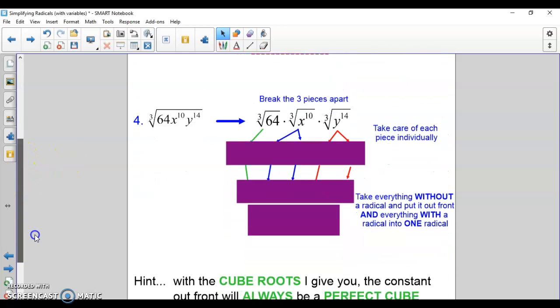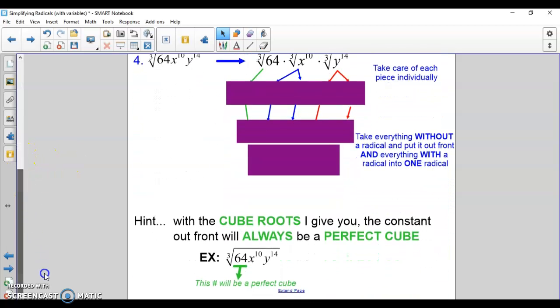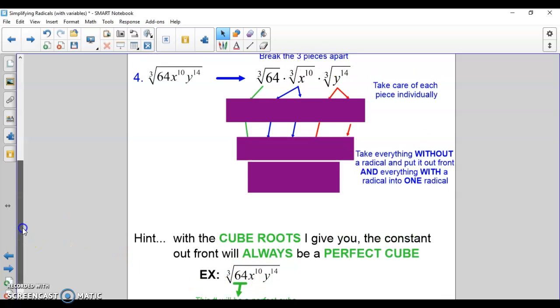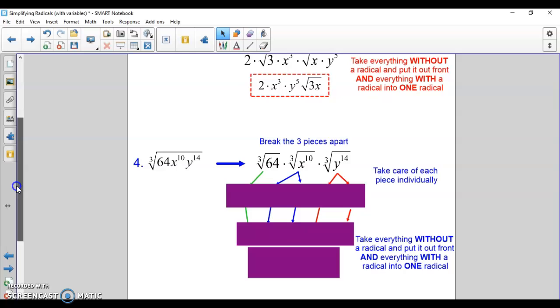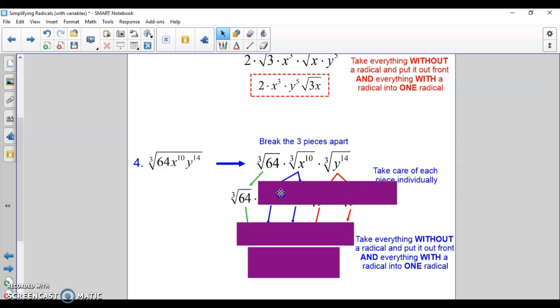Next one. Same idea, just perfect cubes. Notice I give you this hint. That leading coefficient, or the constant out front, is always going to be a perfect cube with what I give you. So just giving you that hint there typed out. First step, breaking into 3 pieces. That first number is going to be a perfect cube, so just rewrite that one in. Plug in your calculator if you're unsure what it is.